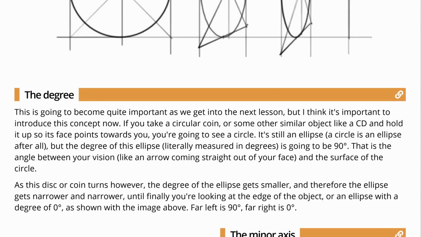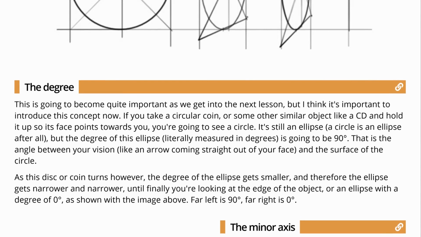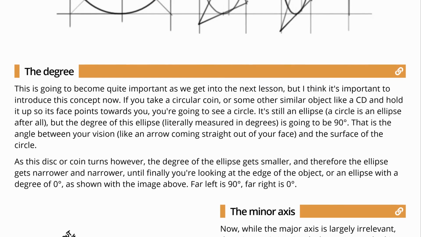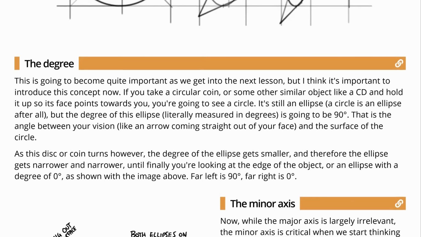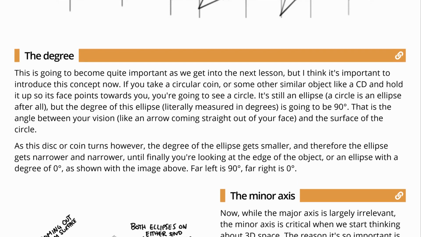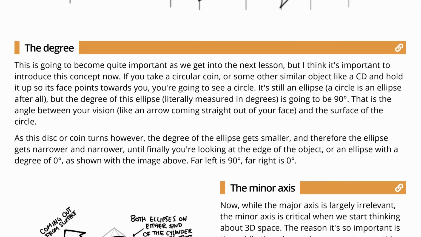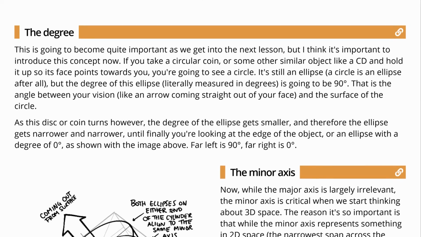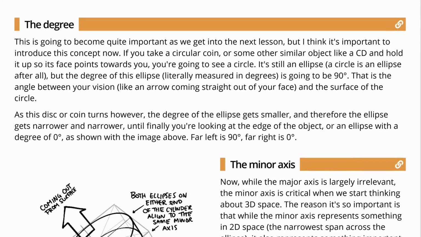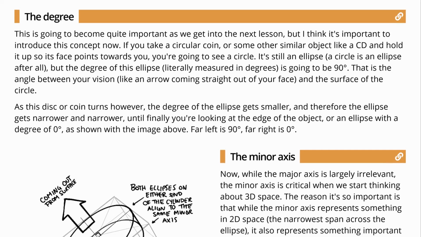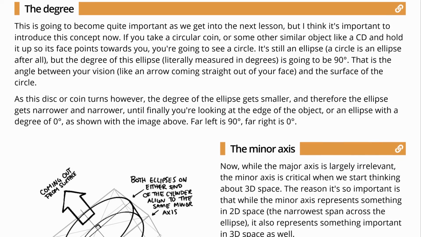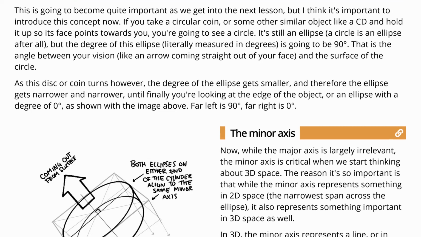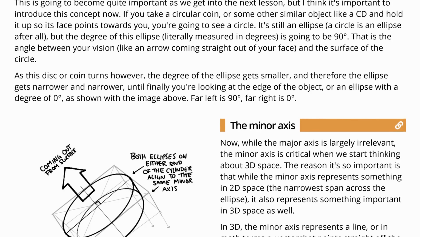But the degree of this ellipse, literally measured in degrees, is going to be 90 degrees. That is the angle between your vision, like an arrow coming straight out of your face, and the surface of the circle. As this disc or coin turns, however, the degree of the ellipse gets smaller, and therefore the ellipse gets narrower and narrower until finally you're looking at the edge of the object, or an ellipse with a degree of 0 degrees as shown with the image above. Far left is 90 degrees, far right is 0 degrees.